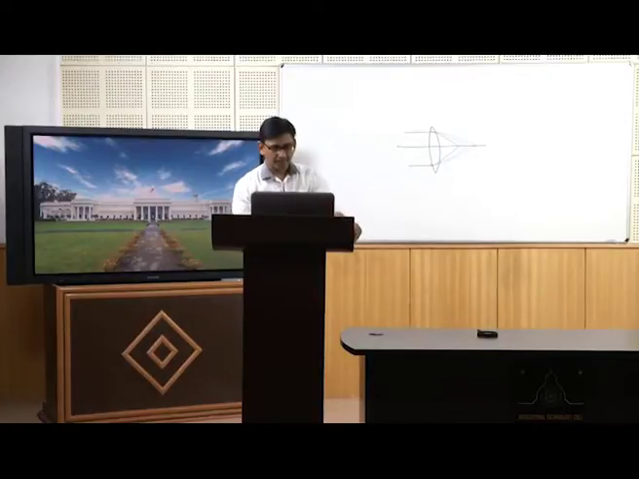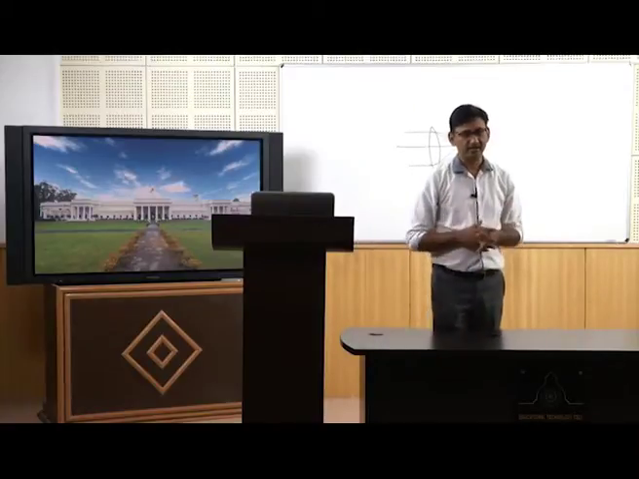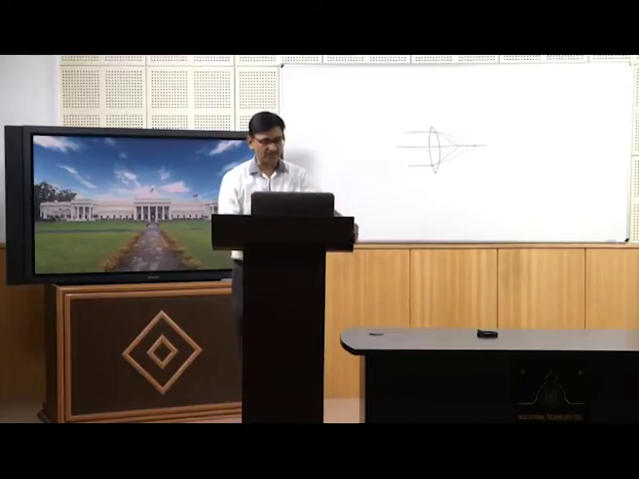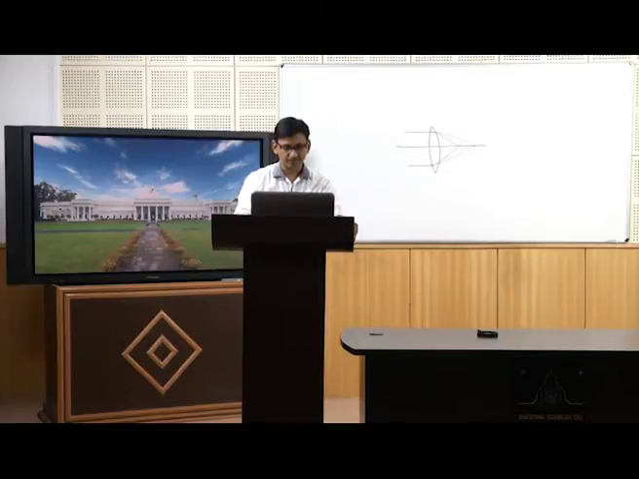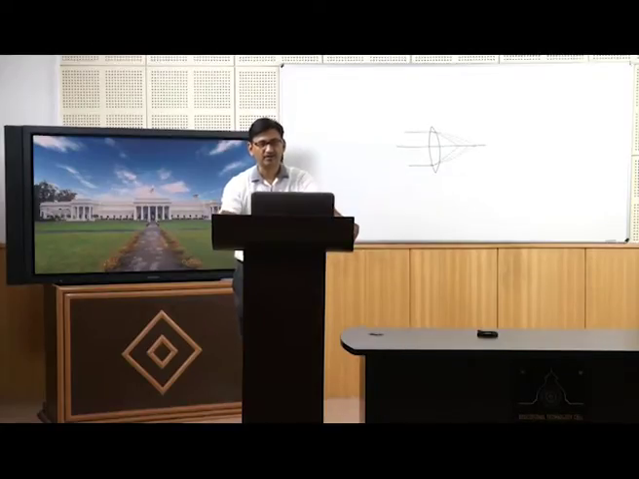Then there are more complicated lenses in the market, and these are called semi apochromates. These objectives are corrected chromatically for red and blue light, and also they are closer to the green focus. The fluorides are corrected spherically for two colors, blue and green. So, spherically also they have corrected in this particular lens for both blue and green.